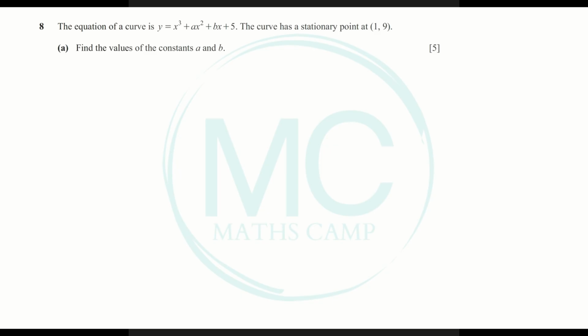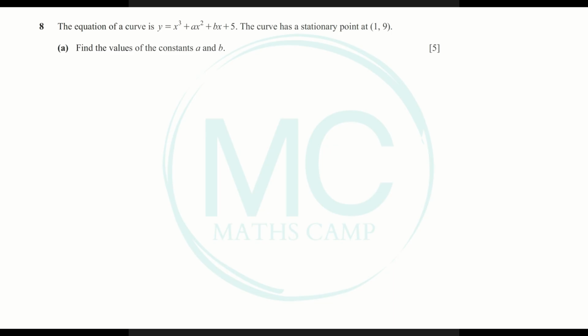The equation of a curve is y is equal to x cubed plus ax squared plus bx plus 5. The curve has a stationary point at (1, 9). Part A says find the values of the constants a and b. In this question, we are looking for the values of two unknowns, which means we need to use simultaneous equations. So we need to create two equations.